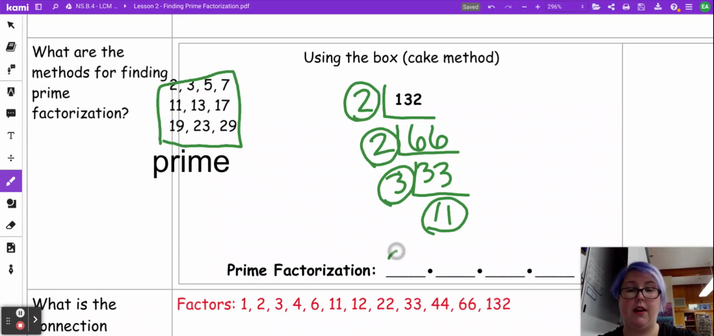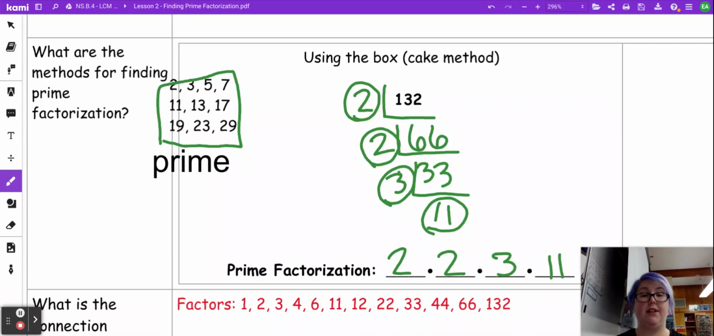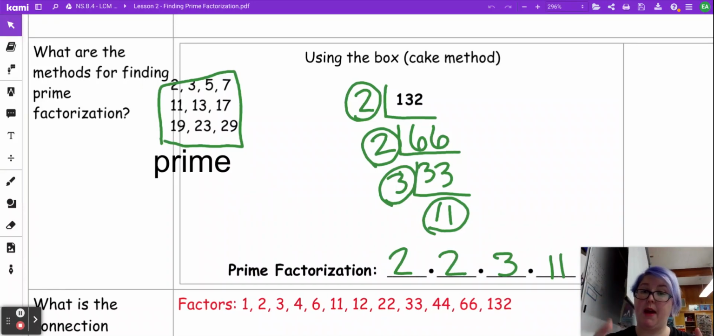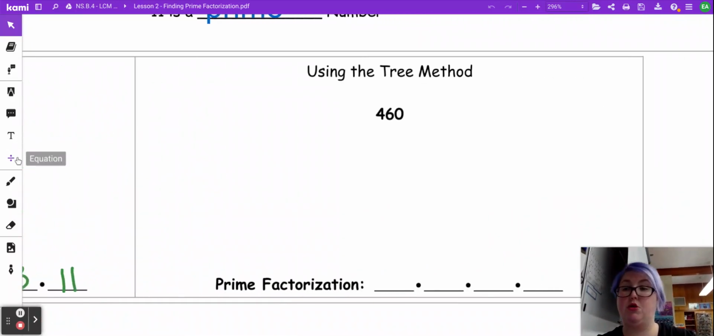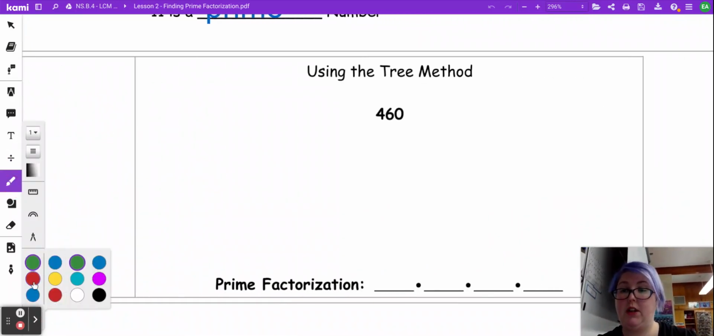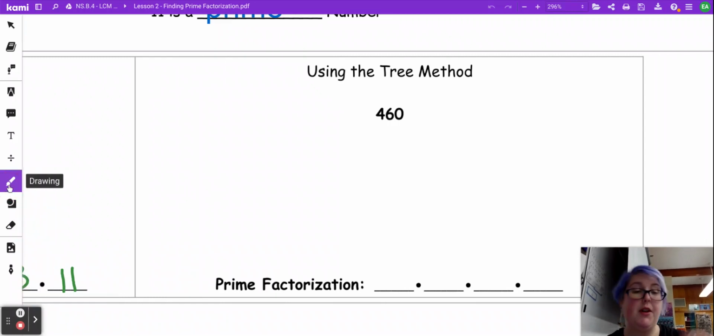So we're going to write that on the line. It's 2 times 2 times 3 times 11 that will give you 132. All of those are prime numbers. When you multiply them together, you get 132. Double check me on the math. Always, always. So now we are going to use the tree method, which will give us the same result, but it looks a little different.